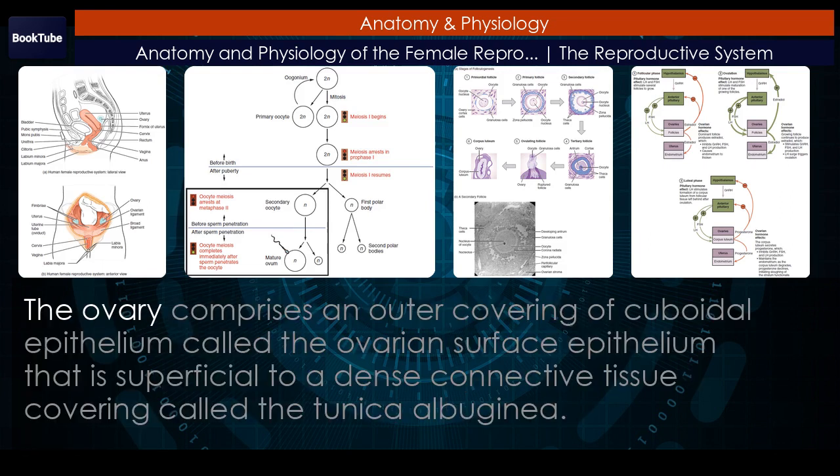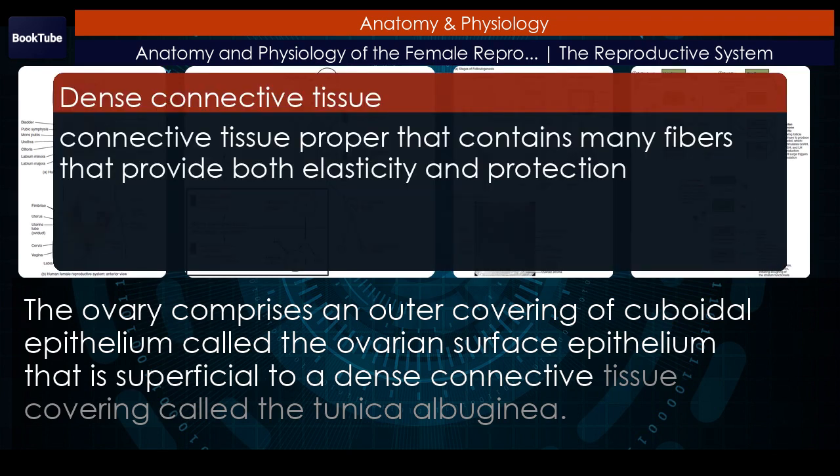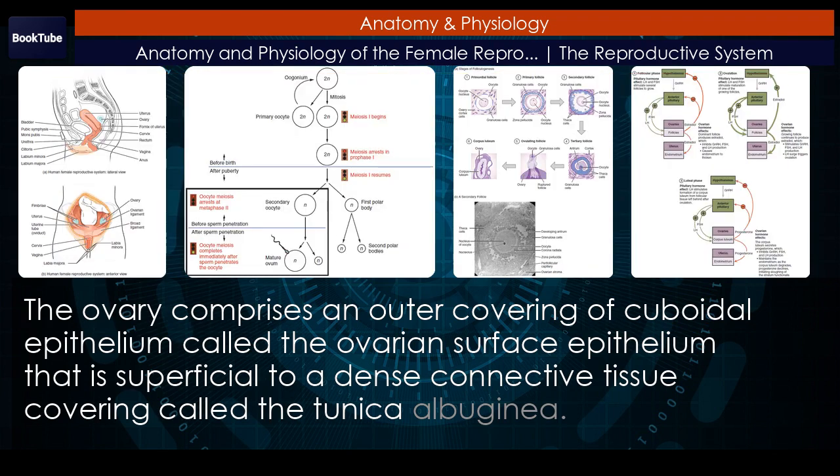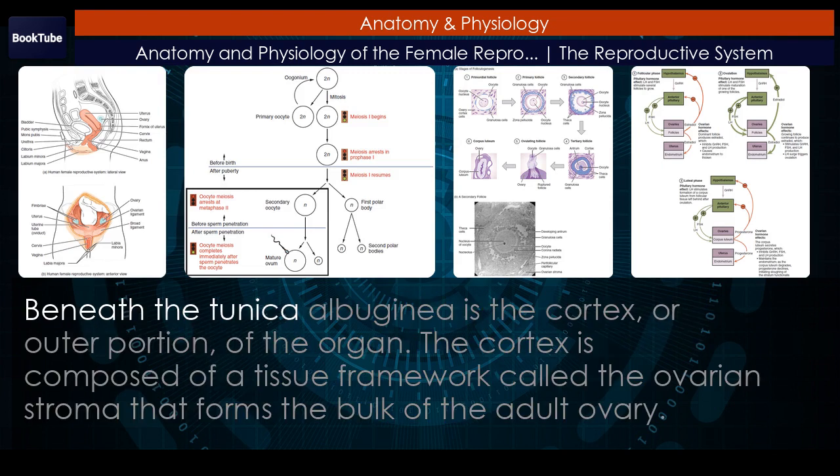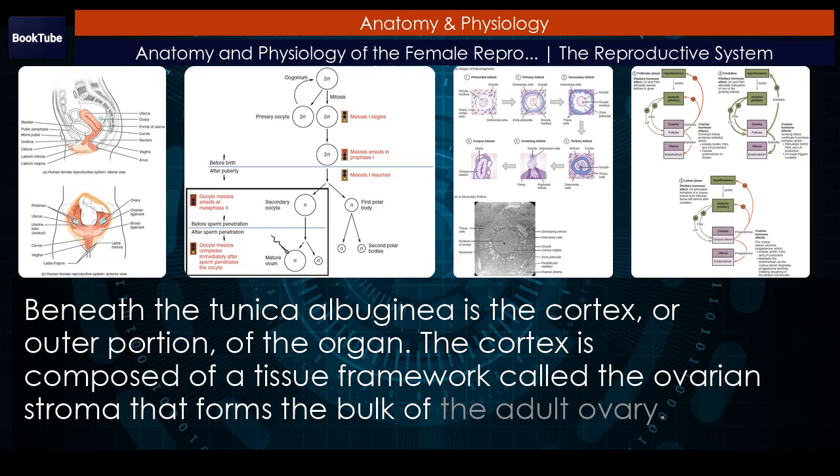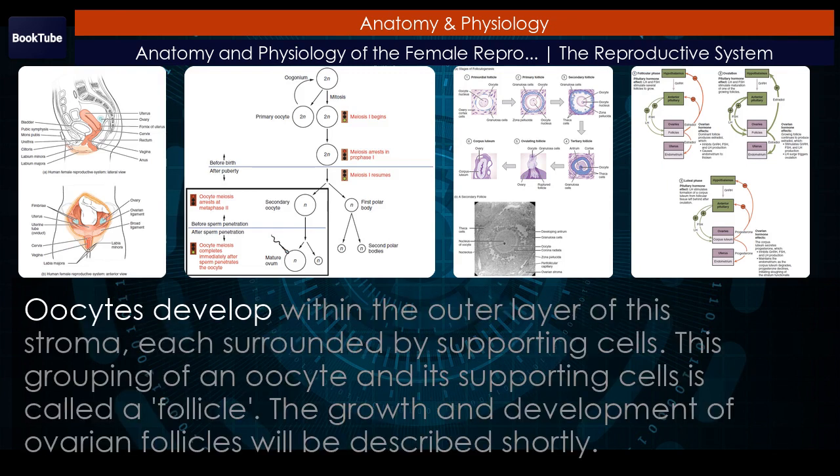The ovary comprises an outer covering of cuboidal epithelium called the ovarian surface epithelium, that is superficial to a dense connective tissue covering called the tunica albuginea. Beneath the tunica albuginea is the cortex, or outer portion, of the organ. The cortex is composed of a tissue framework called the ovarian stroma that forms the bulk of the adult ovary. Oocytes develop within the outer layer of this stroma, each surrounded by supporting cells.